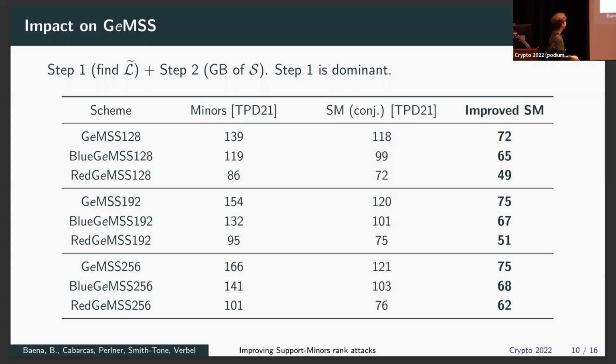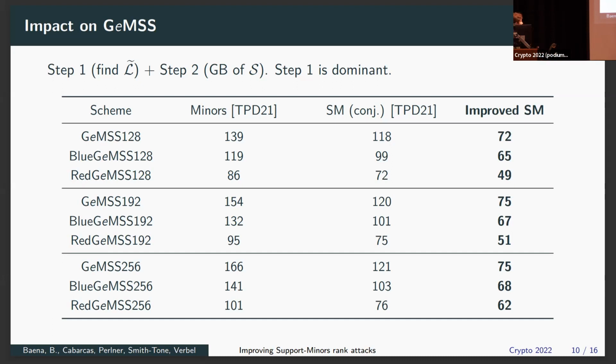So also, Tao et al. already proposed to use support minors. So if you have a column corresponding to this complexity, but they provide absolutely no complexity analysis. So this is just a pure conjecture. And you see that our attack, first, we have a proof of the complexity formula. And also, it's much more powerful than the former attacks.